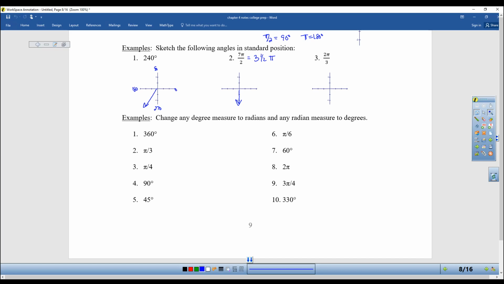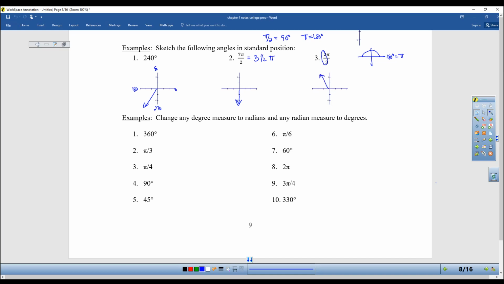The last one, 2 pi thirds. So again, you're just thinking about the 2/3. Pi is halfway around. This is pi. Pi in 180 degrees, same. So you're doing 2/3 of the pi. So instead of going all the way over to the other side, you're doing 2/3.